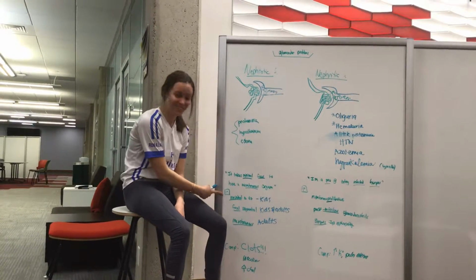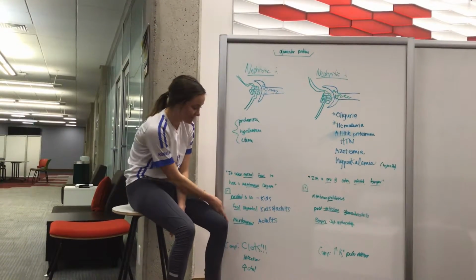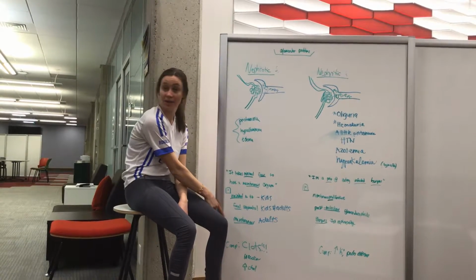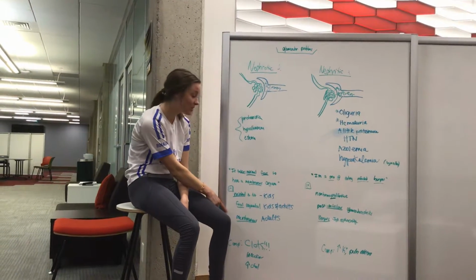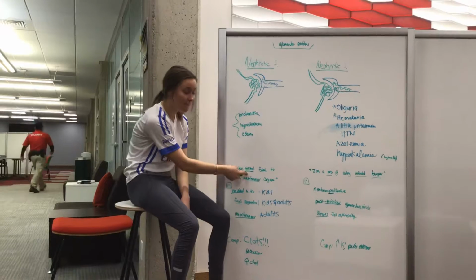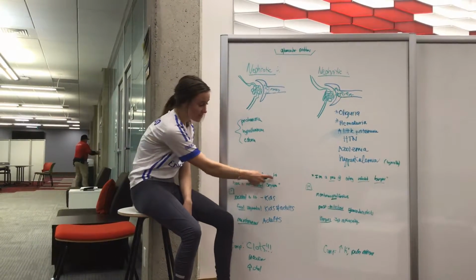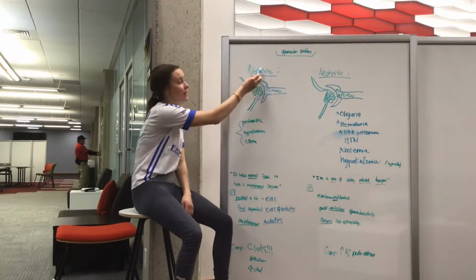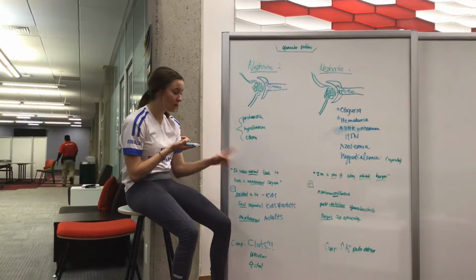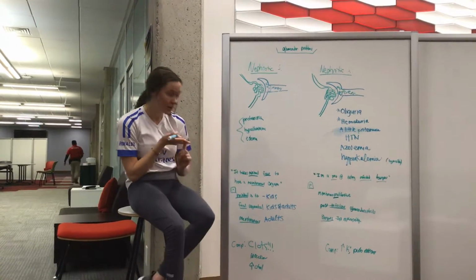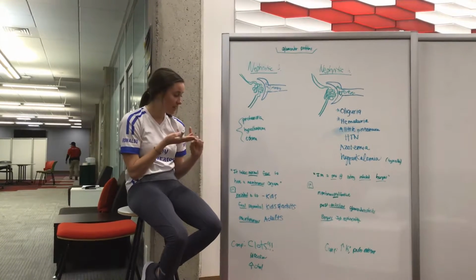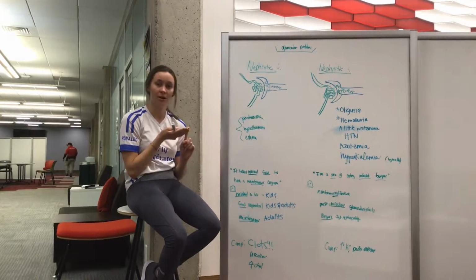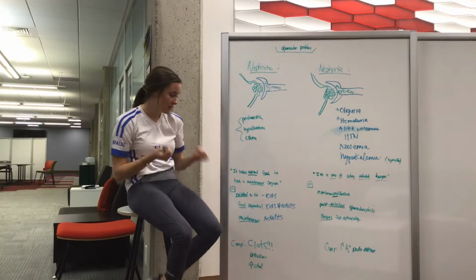Minimal change disease, focal segmental, and membranous. We have a dirty mnemonic to remember this. It takes minimal focus to have a membranous orgasm. So orgasm is O and nephrotic O. The minimal is minimal change disease, focus is focal segmental, and then membranous is membranous glomerular nephritis.